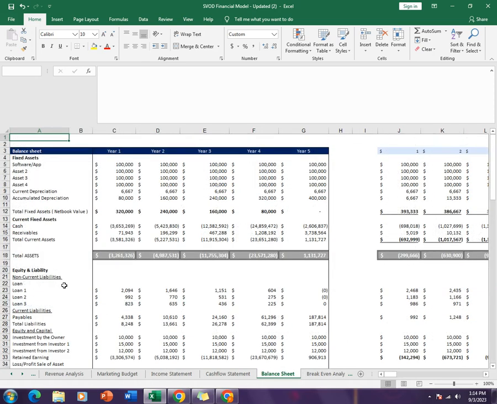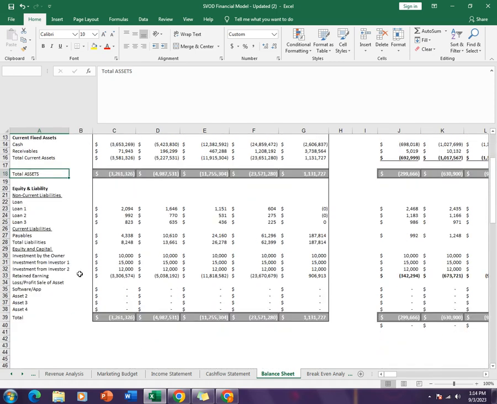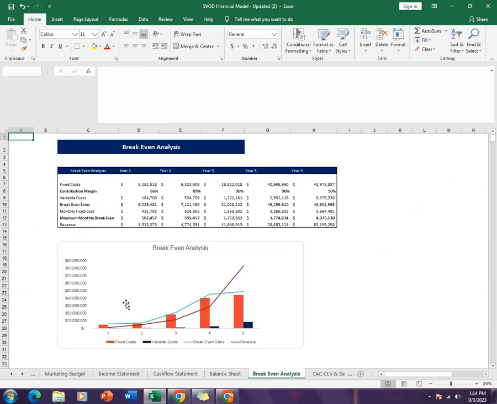Then comes the balance sheet. The balance sheet tells about the total fixed assets of the company, as you can see over here. It also tells about the total equity and liability of the company, and then it checks the total assets with the total liabilities and equity to see if the balance sheet is equal or not.